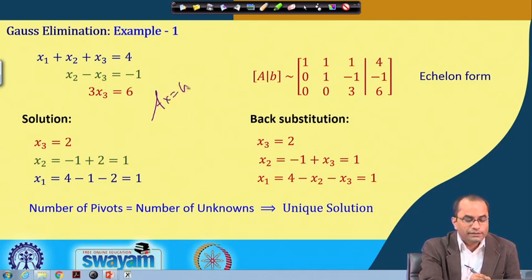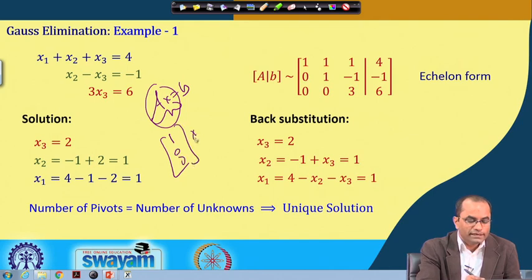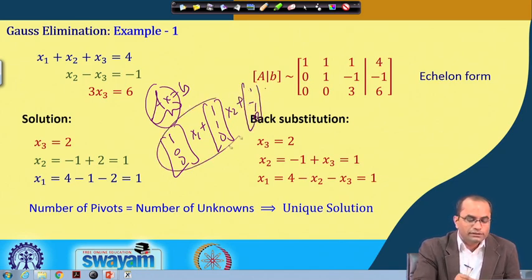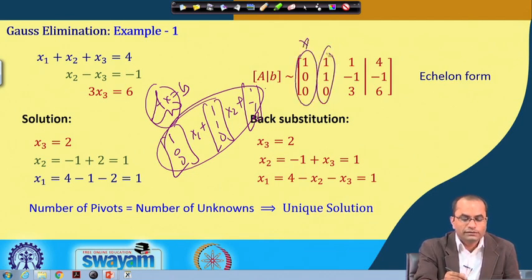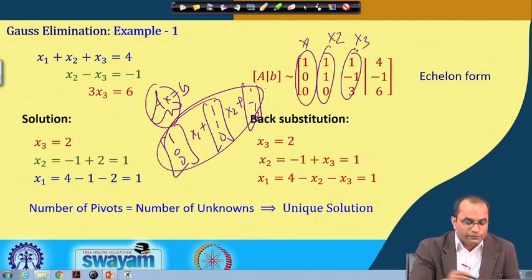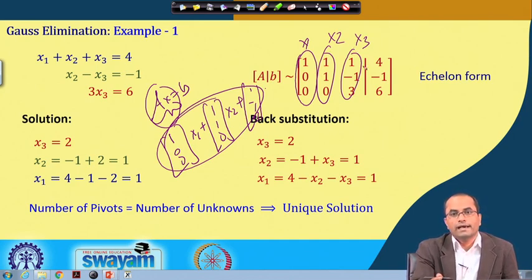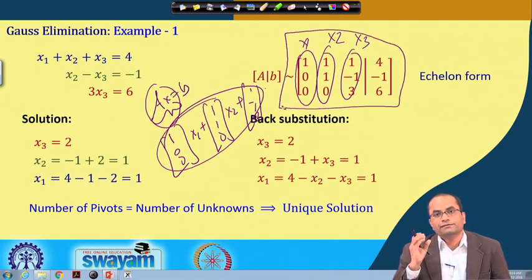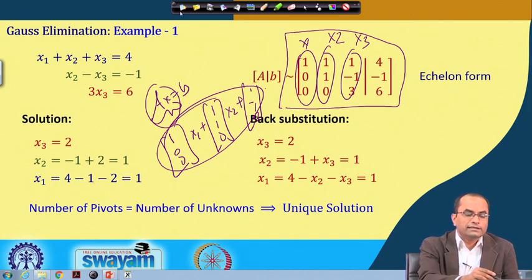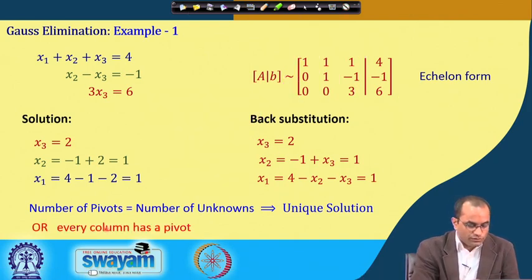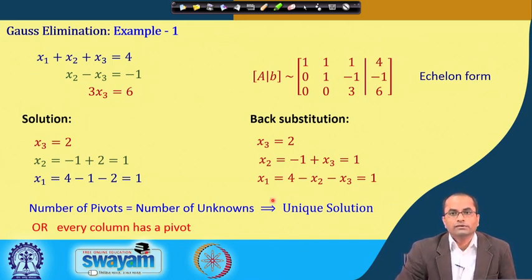If you remember, we can write Ax is equal to b, this product here, in terms of the columns: 1 0 0 multiplied by x 1, the second column multiplied by x 2, and the third column multiplied by x 3. So the first column is associated with x 1, the second with x 2, and the third with x 3. If each column has a pivot, in that case the solution will be a unique solution. So every column has a pivot, and this is exactly the case when we have the unique solution.